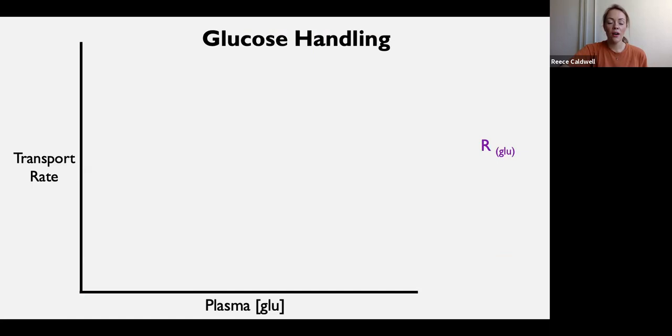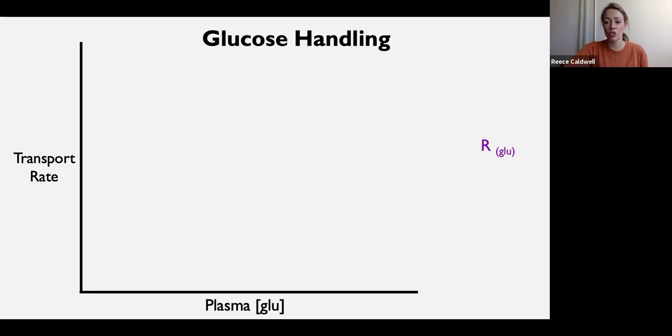All right, so now we're going to look at glucose handling. This is telling us how the kidney is dealing with glucose. Are we going to reabsorb it? Are we going to filter it? Are we going to secrete it? What's the net process that's overall happening when we're dealing with glucose in the kidney? This is important because if we have glucose in our urine, that's a sign of diabetes. It could be a sign of other things as well.